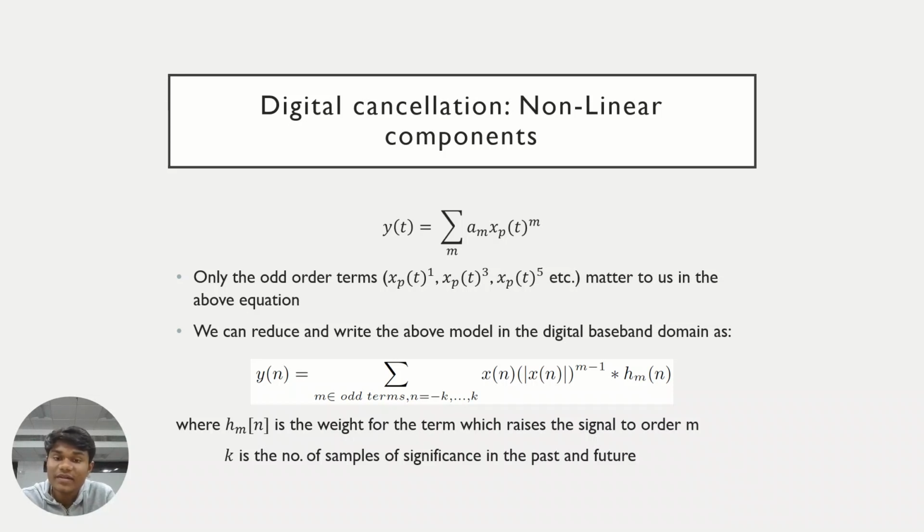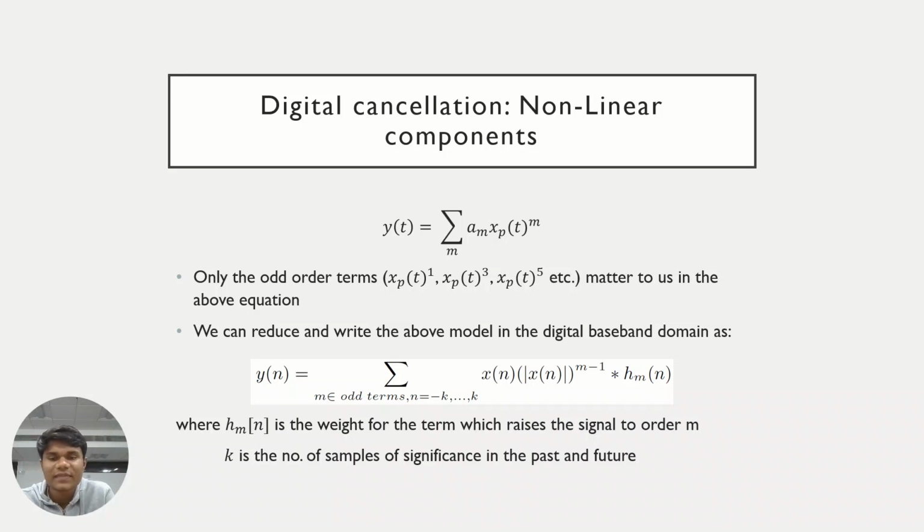Now, we can reduce and write the above model in the digital passband domain. This is the line that is written. So after knowing that only odd order terms matter, we can further simplify the equation and write it in the following way, as is depicted here. Now, Hm of n here is the weight for the term which raises the signal to order m.